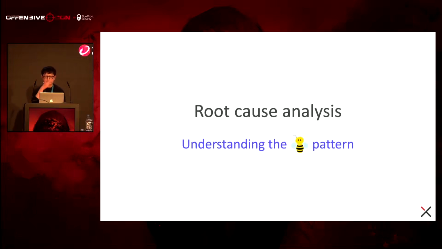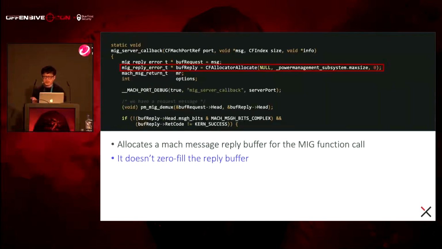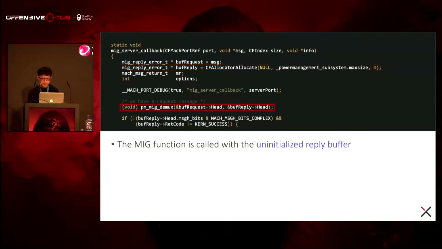And I'll do a brief root cause analysis of this bug. This is the IPC main handler function of PowerD. And you can see that it allocates space for the output buffer, but it never initializes it to 0. And the MIG function will be called, passing this uninitialized buffer.